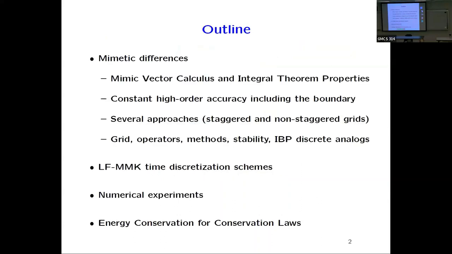Okay. So I will talk a little bit about properties that we would like the method to have. Just very rapidly, some vector calculus and integral theorems. Then constant order accuracy, including up to the boundary, is another nice property that the method has. So you can actually have high order accuracy, constant over the whole domain, even on the boundary and nearby. In addition, it is based on finite differences, so it's relatively simple to understand, very simple to implement, and also if you go to high dimensions, it's very simple to construct.